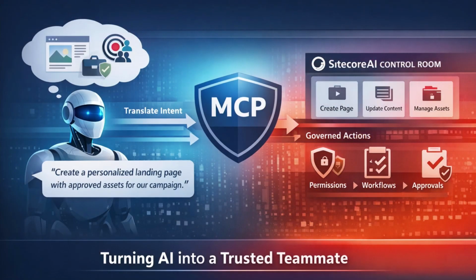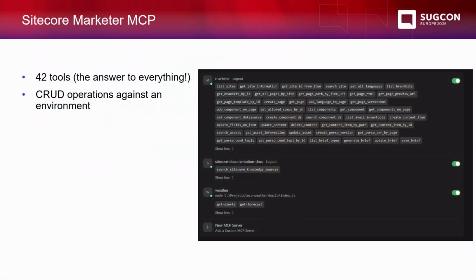And the Marketer MCP is probably the most advanced one and the most used one as well. The idea is obviously to translate the intent of a normal editor, a marketer, or a tool, and use the MCP to do things like creating a page, updating content, managing media library assets. And it will also have all the different guardrails, so permissions, workflows, approvals, and all of that is being taken care of. So that's the idea with specifically the Marketer MCP.